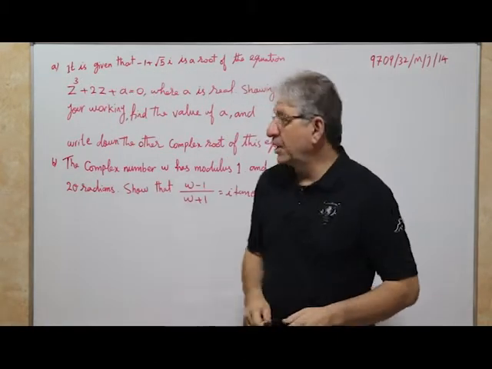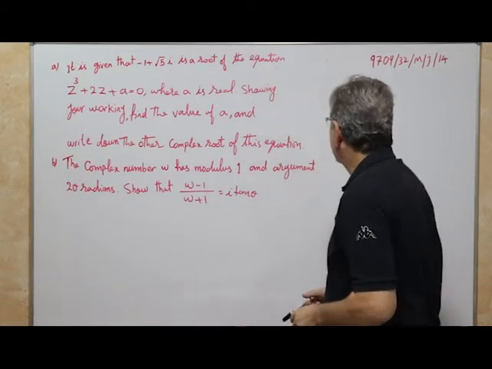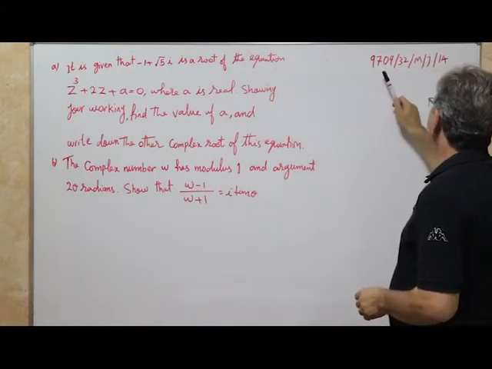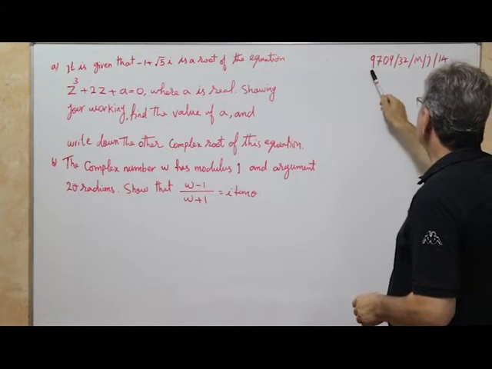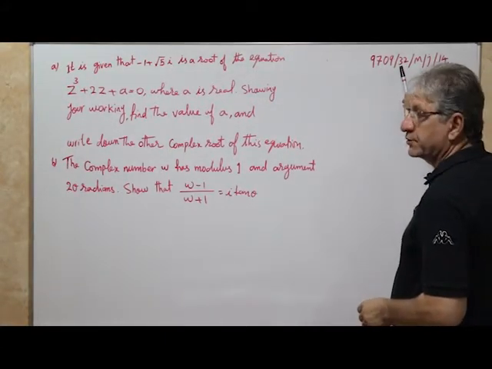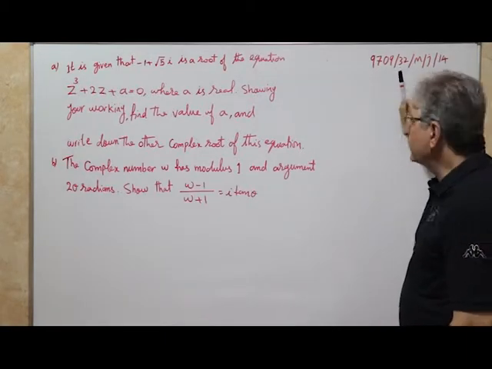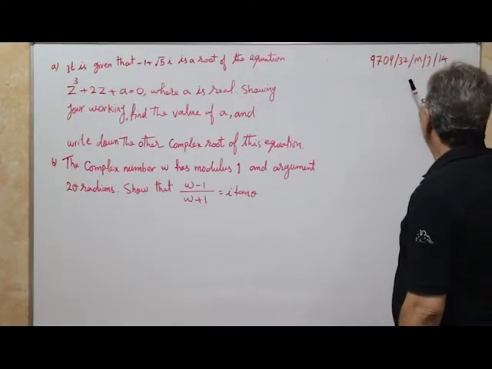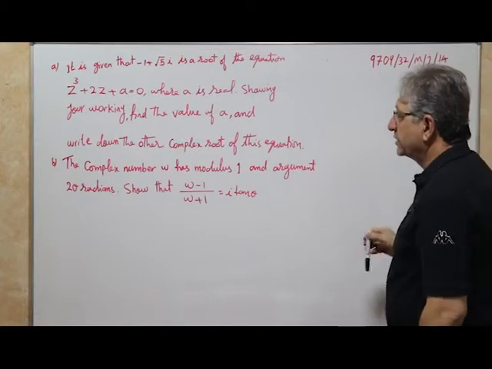This is on complex numbers. The code of the paper is 9709. This is paper 3, therefore Pure Math 3, and then variant 2, May/June 2014.